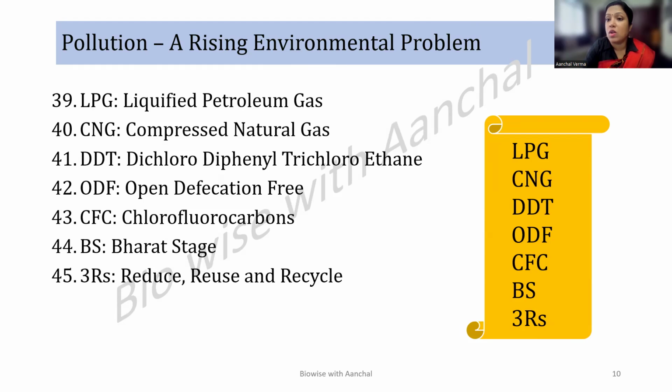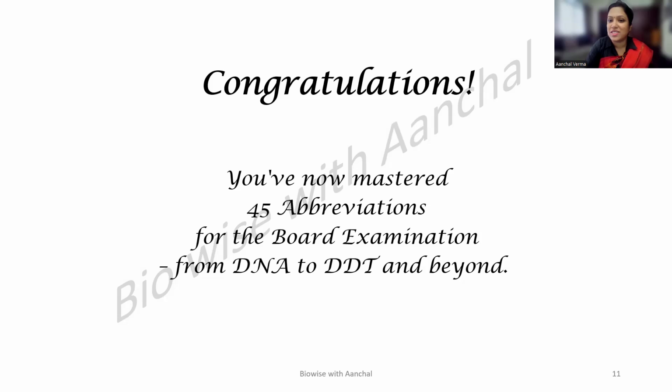So these are all the 45 short forms that are there in your textbook and that you must know. Okay, now write in the comment section that how many of you are aware of all the 45. Right there, I am aware of all the 45 short forms. Right, so congratulations, you have mastered 45 abbreviations for the board examination from DNA to DDT and beyond.